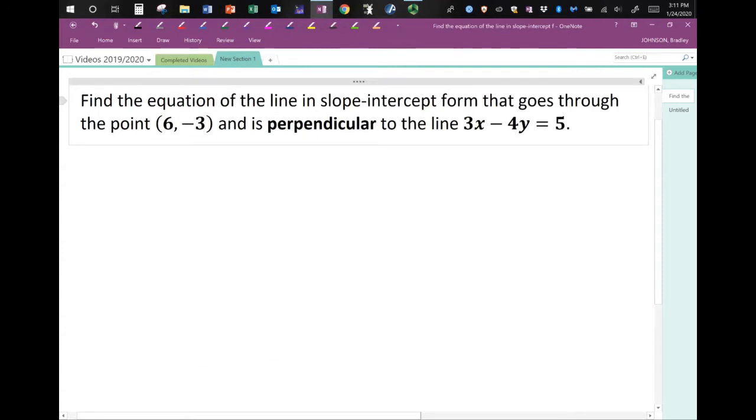Hello, my name is Professor Johnson, and today we will find the equation of the line in slope-intercept form that goes through the point (6, -3) and is perpendicular to the line 3x - 4y = 5.